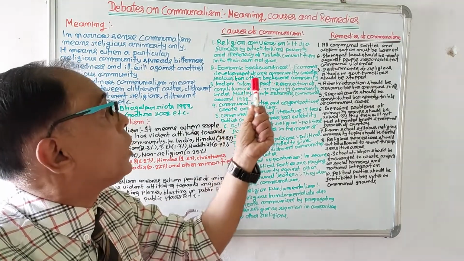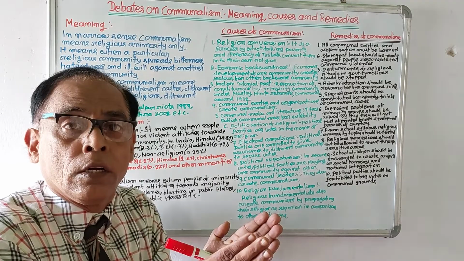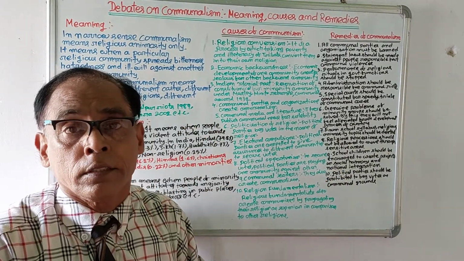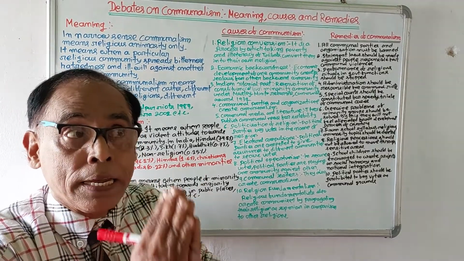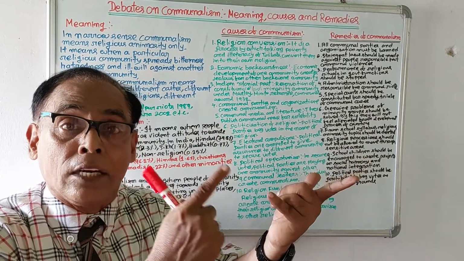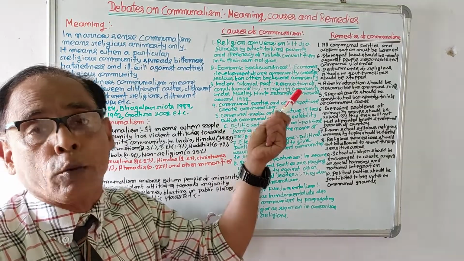Number two, economic backwardness. Economic backwardness means if a particular community develops a lot, then other communities, definitely the backward communities, will have a feeling of jealousy for that community which is developed. So the second factor is economic backwardness.